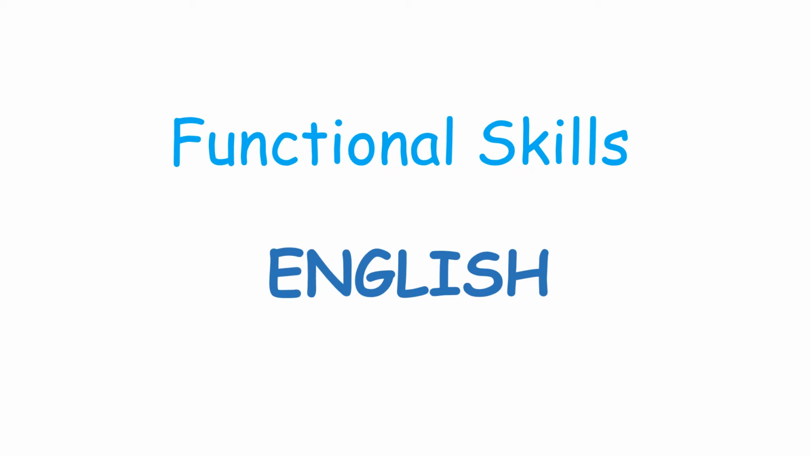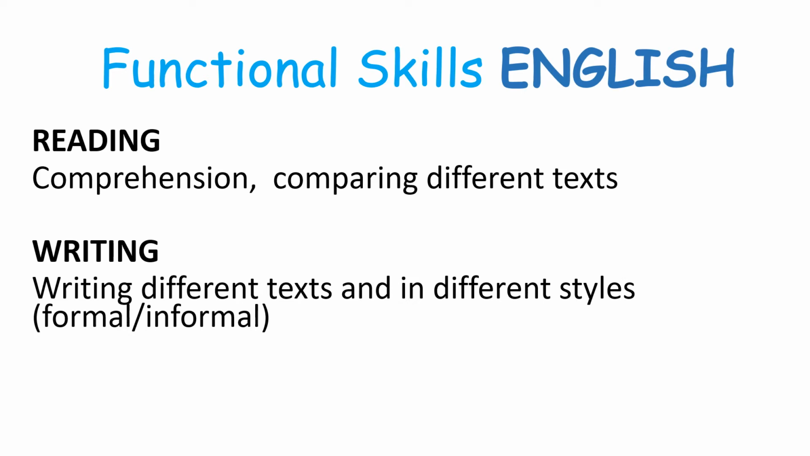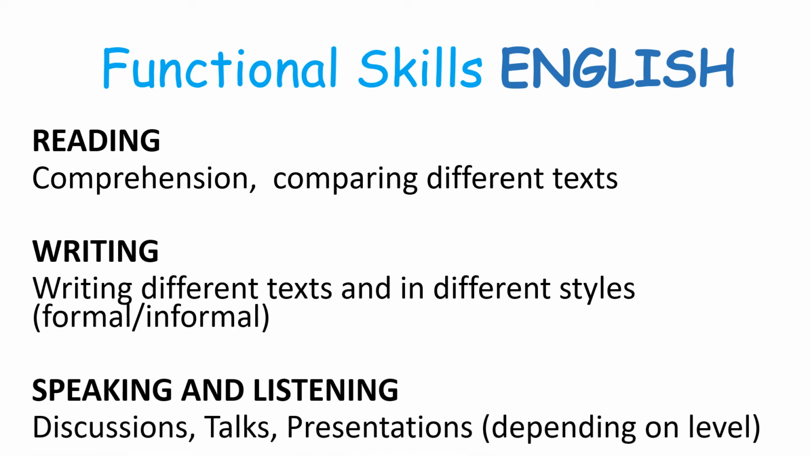In this series, we'll be focusing solely on functional skills English. So to pass your functional skills English, you must achieve your reading, writing and speaking and listening. For your reading, you have to be able to comprehend what you're reading and to be able to compare different text types. For your writing, you must be able to write different text types and in different styles. And for your speaking and listening, you would have either a discussion and presentation or talks and presentations depending on what level you are studying.